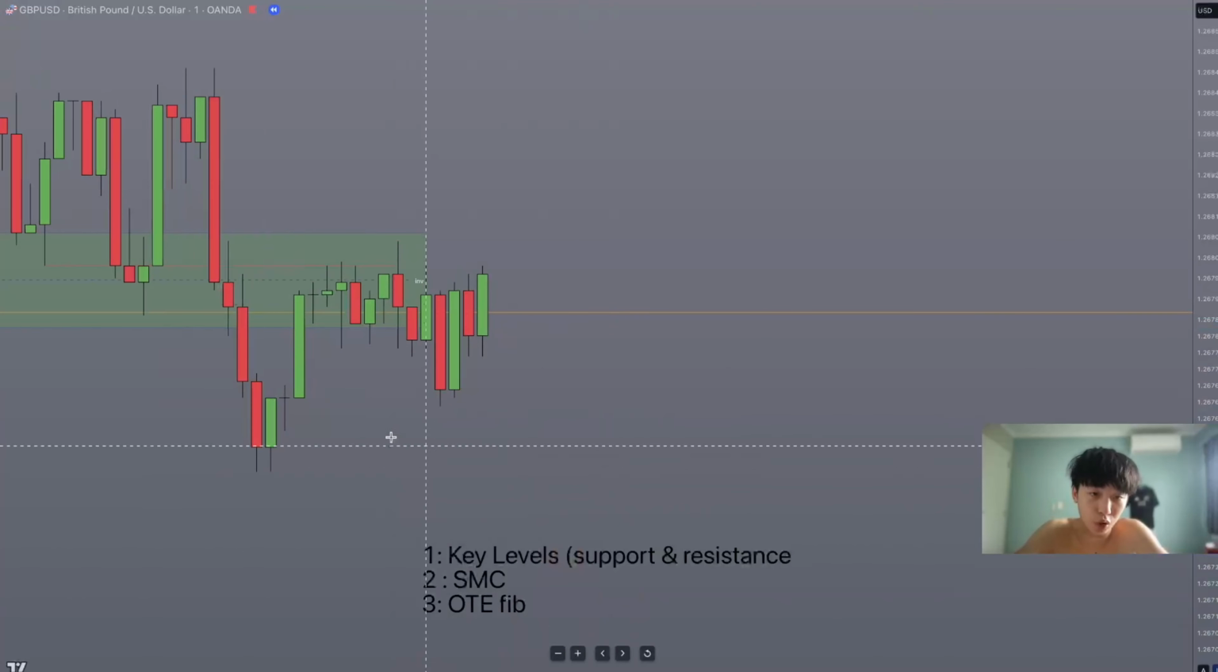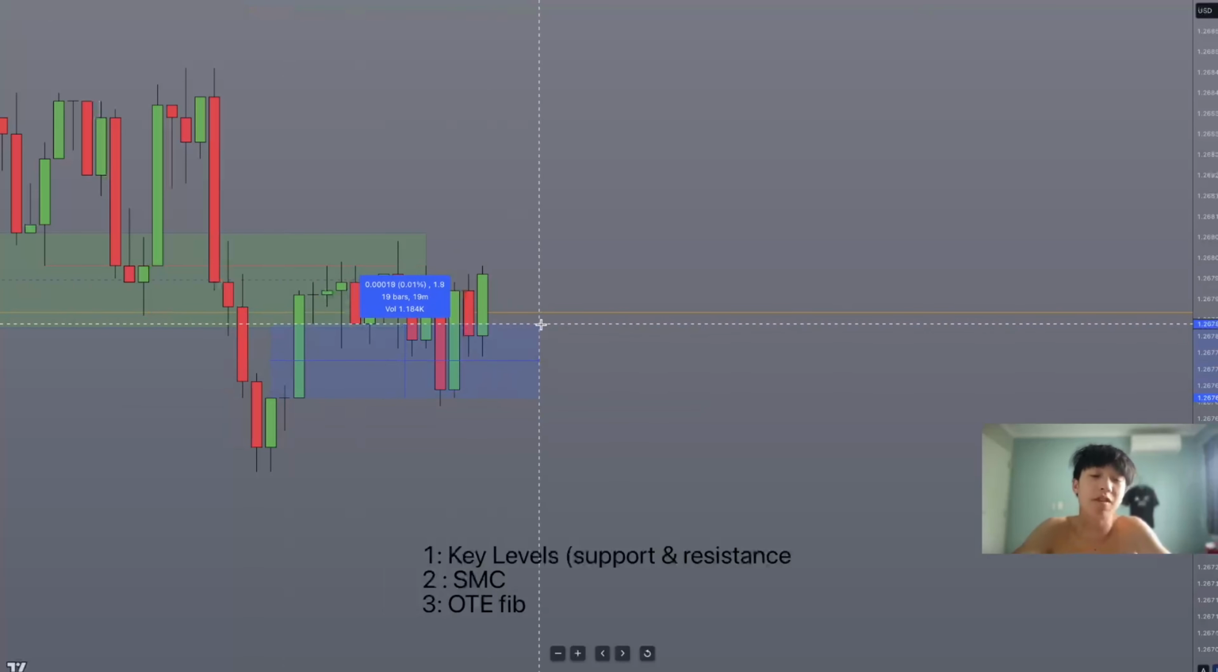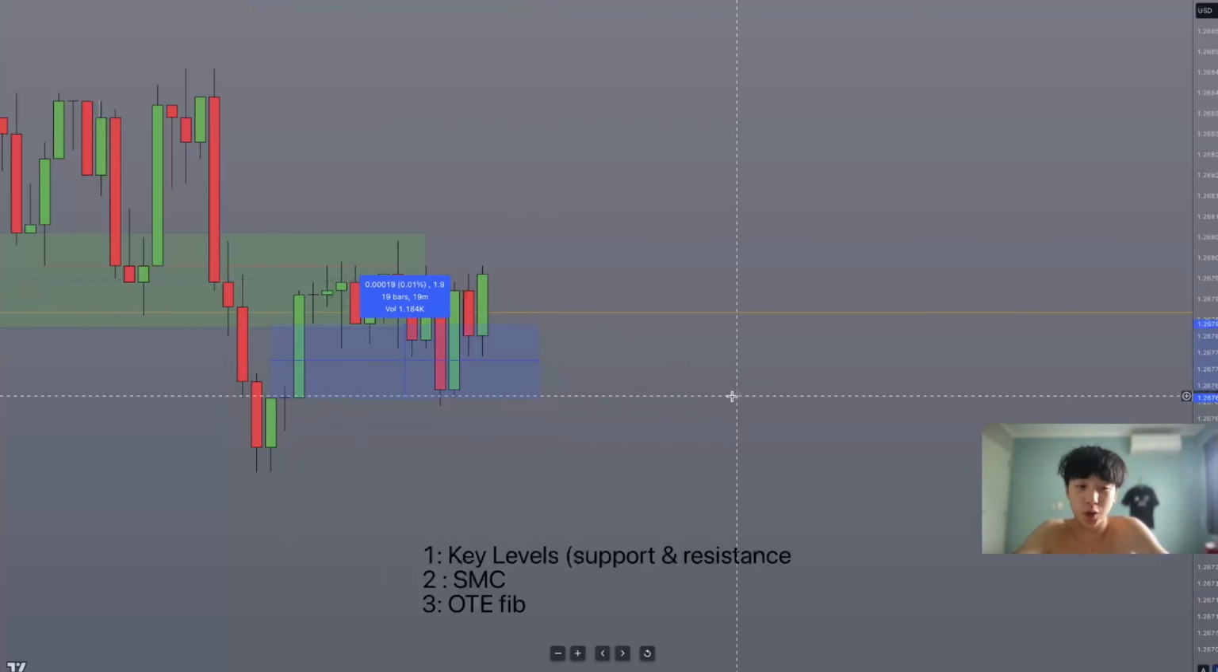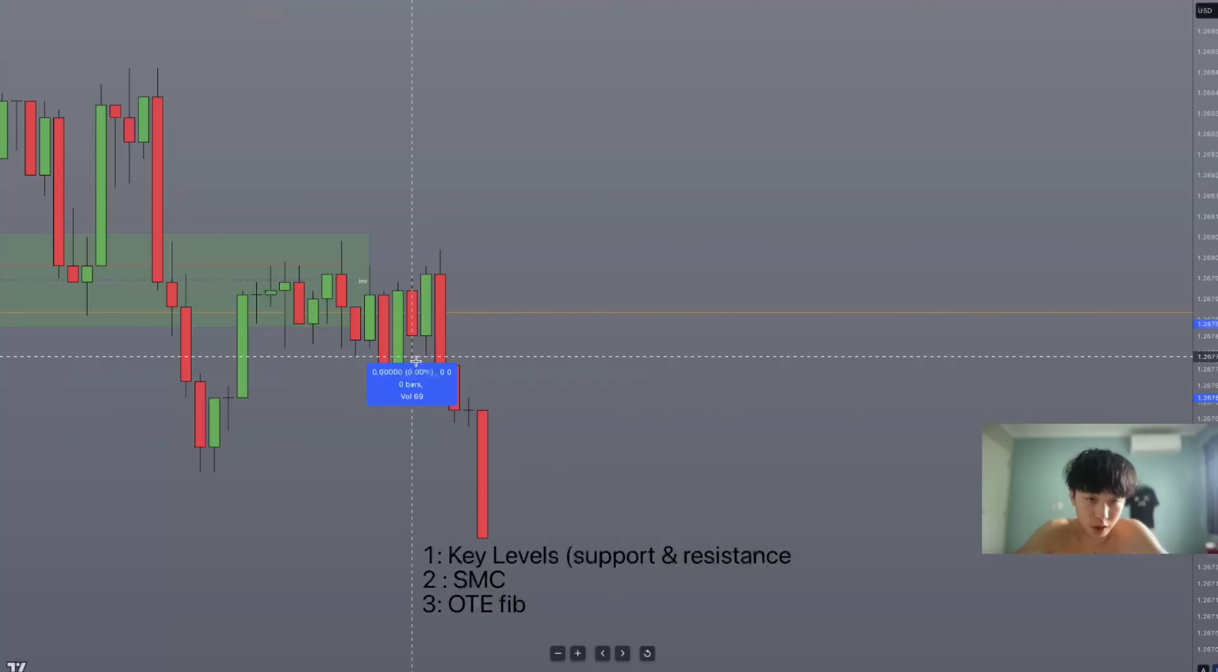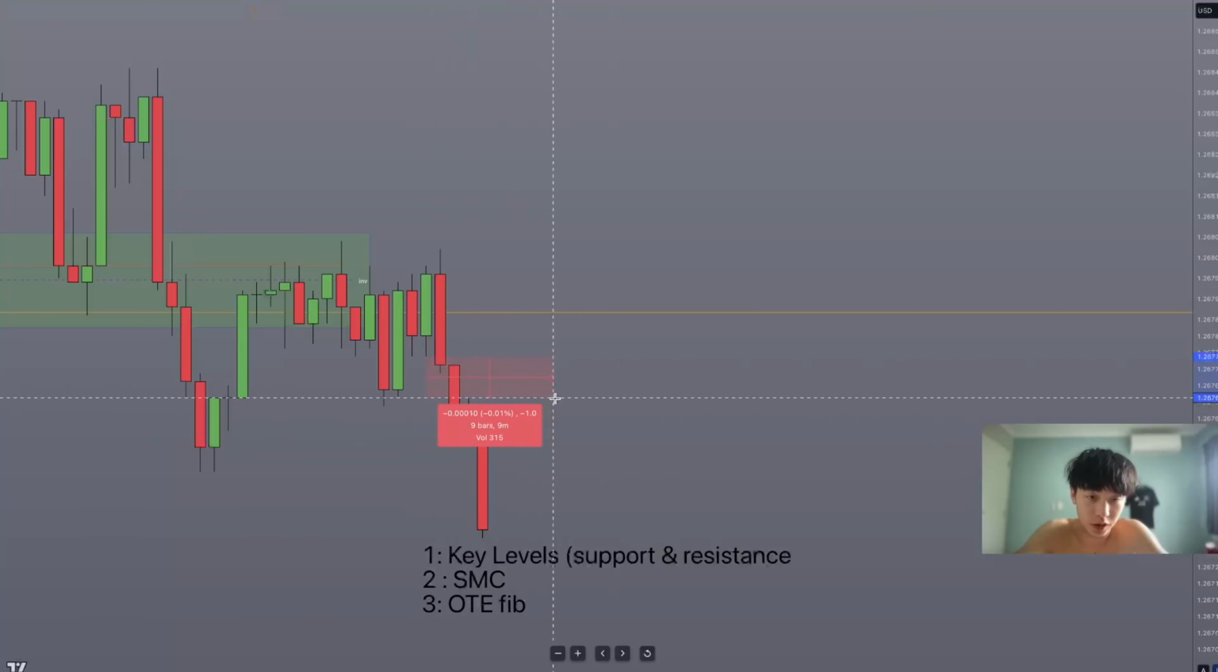Now what do we want? We want a 1-minute fair value gap bearish, because currently we're holding a 1-minute fair value gap bullish. So we can't enter straight away until we get a 1-minute fair value gap bearish. Wait for price to play out. Boom, we break structure right here, and we have a 1-minute fair value gap right here to enter on.